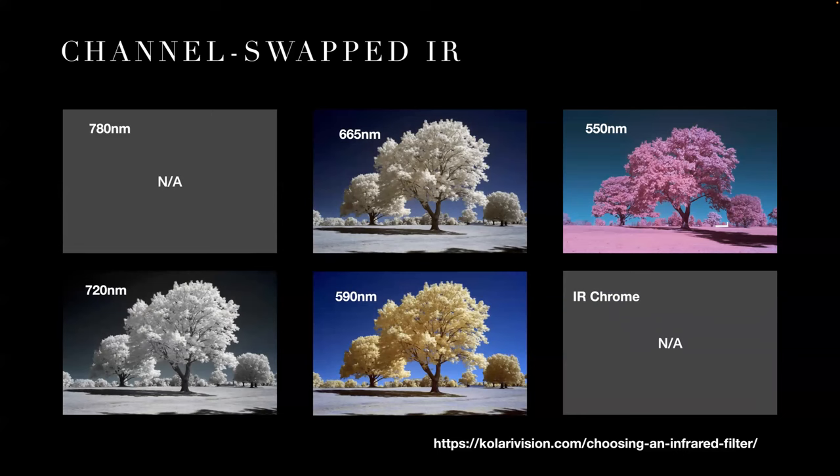720, there's a little blue, and typically the foliage is pretty white, maybe has a tiny bit of yellow. 665, you see the foliage is a little bit yellow, the sky is a little bit stronger blue. 590, now we've got bright yellow foliage, almost looks like fall colors, and if you correct it properly, you'll get a blue sky. 550, starting to look weird, you get the psychedelic Jimi Hendrix kind of look there. So these are all images that I just pulled from Kolari's website. These are not photos that I took.